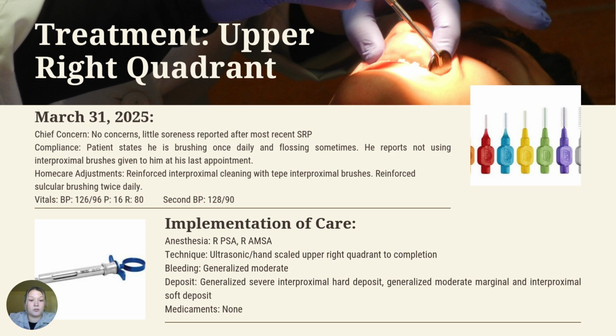When we got started with treatment, we did a right PSA and a right AMSA. We used the ultrasonic scaler and hand scaled to completion. Bleeding was, again, generalized moderate. He had generalized severe interproximal hard deposit and generalized moderate marginal and interproximal soft deposit.